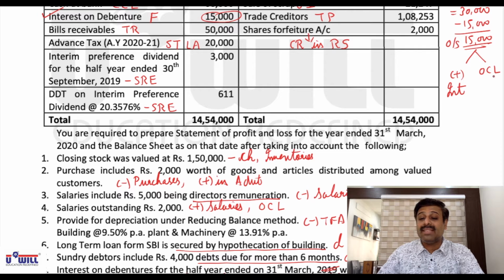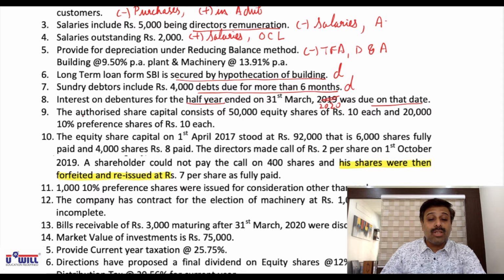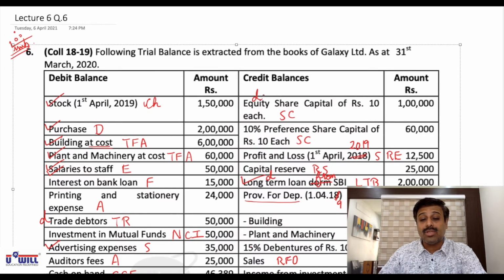One effect we will plus in debentures, the other effect we will show in other current liabilities. Okay. Then authorized share capital consists of 50,000 equity shares of 10 each and 20,000 10% preference shares of 10 each, is again a disclosure. So in share capital, you can all mark it as a disclosure D.